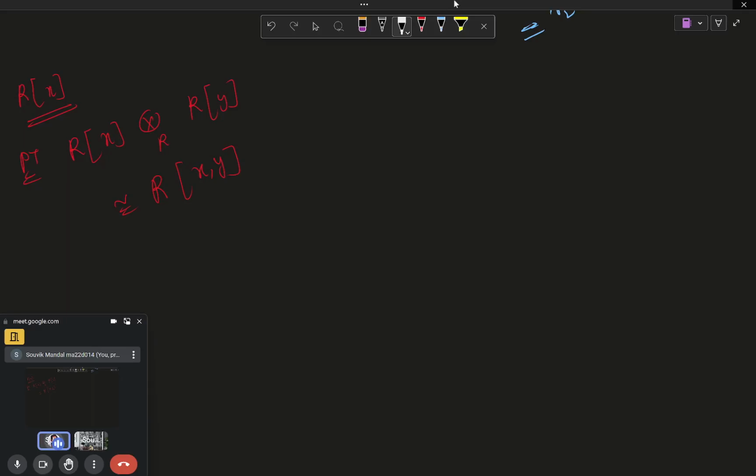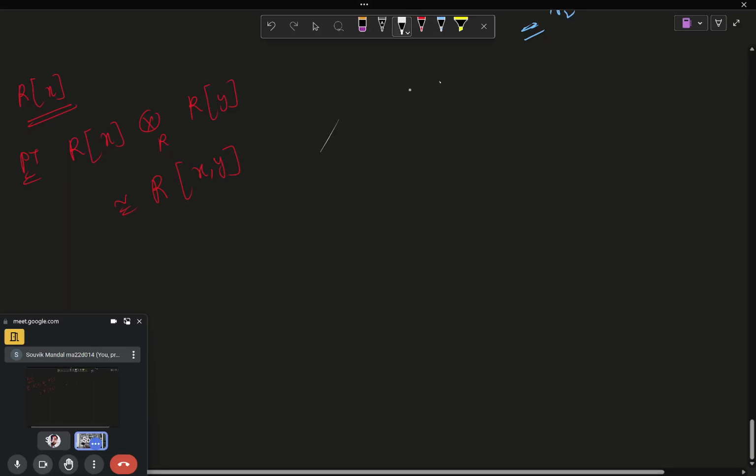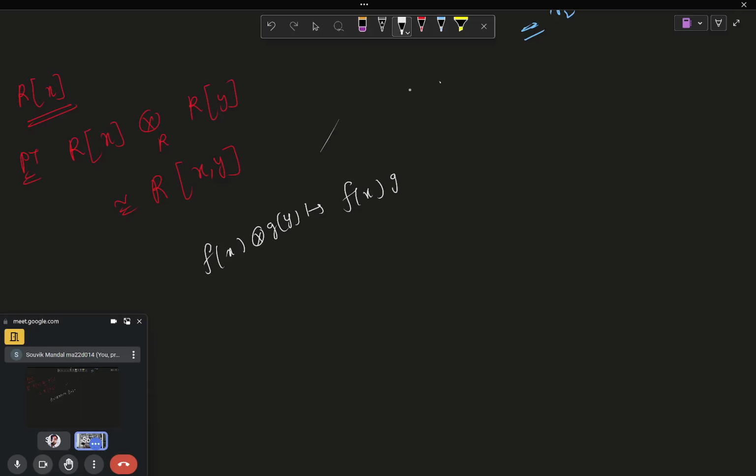Yes, sir. It can be shown that Rx, the ideal generated by X, is isomorphic to R, and similarly Ry, the ideal generated by Y, is isomorphic to R. So fx tensor gy goes to fx gy. This is one direction map.